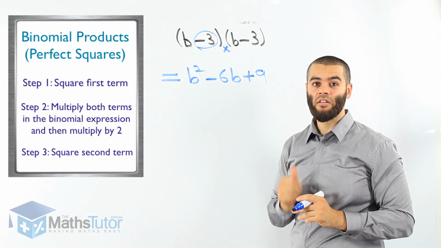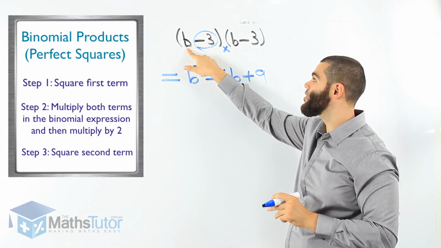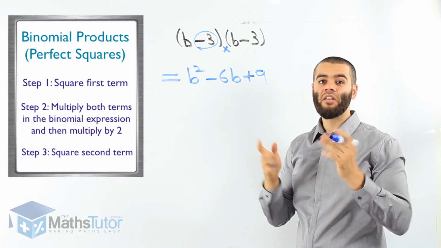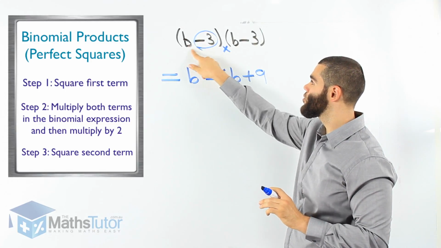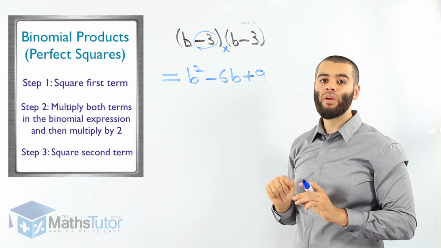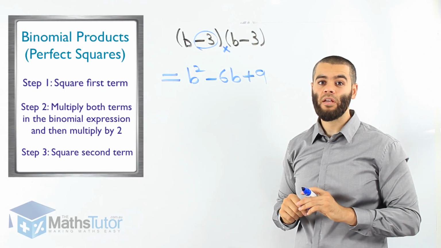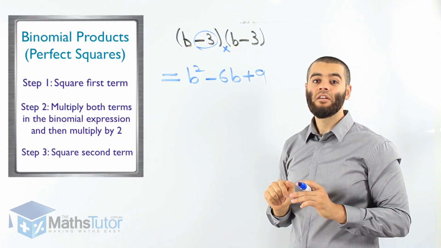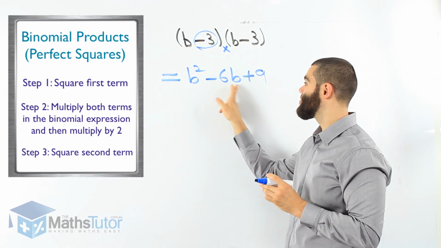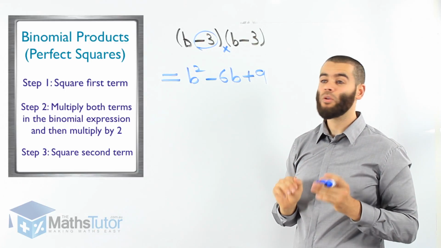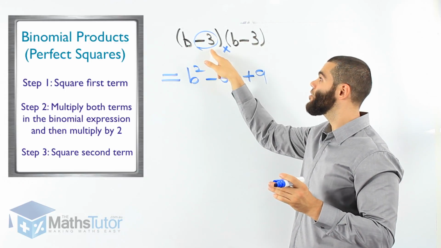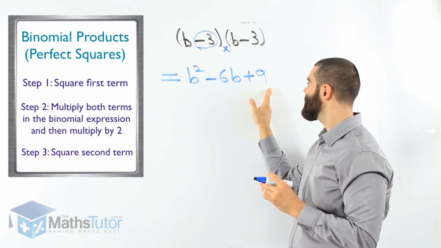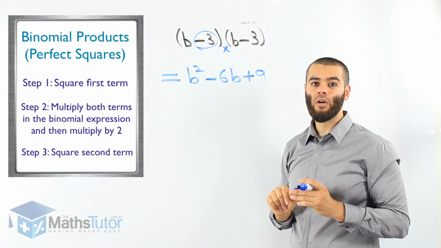They're the three steps. Step 1, we square the first term. b times b, b squared. The second step, we multiply the two terms together. b times negative 3 is negative 3b. Then we times by 2. Negative 3b times 2, negative 6b. Third and last step, we square the last term. Negative 3, the second term, negative 3 times negative 3 is positive 9. There is our binomial product expanded.